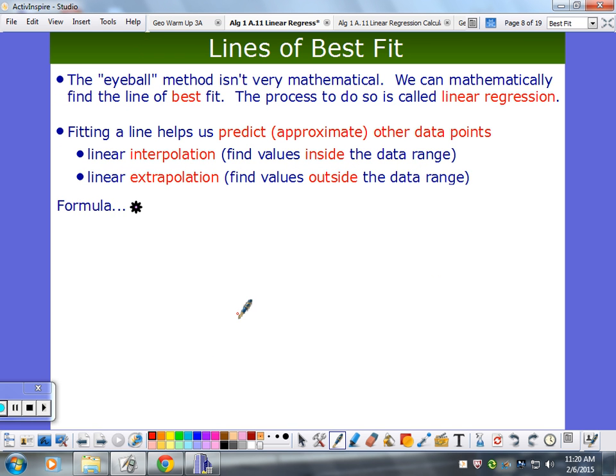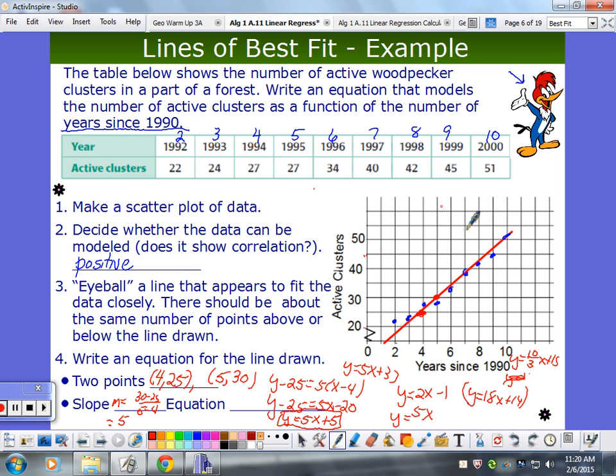All right, so the eyeball method, again, is not very mathematical. I want to fit a line here, and look at this. When I do something like this, interpolation is saying, what would it be exactly at, say, 7.5 years? So I can figure out a really good guess. But what if I want to know in the future? What if I want to know 15 years from 1990 what a prediction will be?